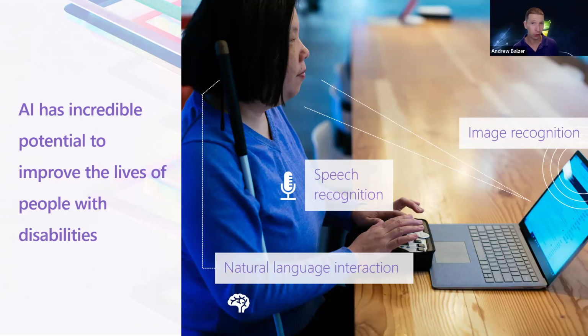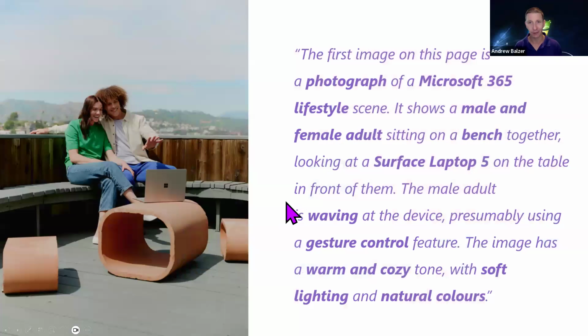And we also believe that AI has incredible potential to improve the lives of people with disabilities. So if you're using a Windows device or a Mac device and using Office, things like speech recognition, image recognition, natural language interaction are all here today. And we have some AI that can do some amazing things like describe what the images are. This came from Copilot that you will see very soon. I gave this image to Copilot, and Copilot basically described the image.